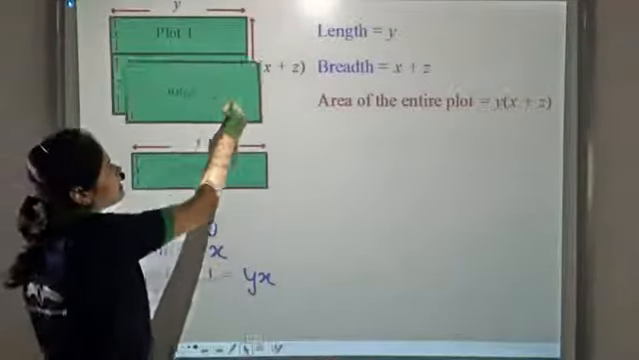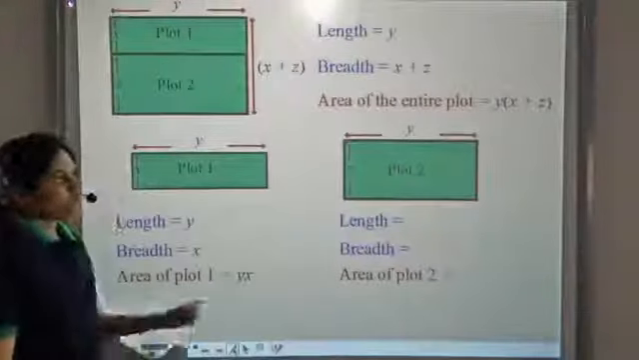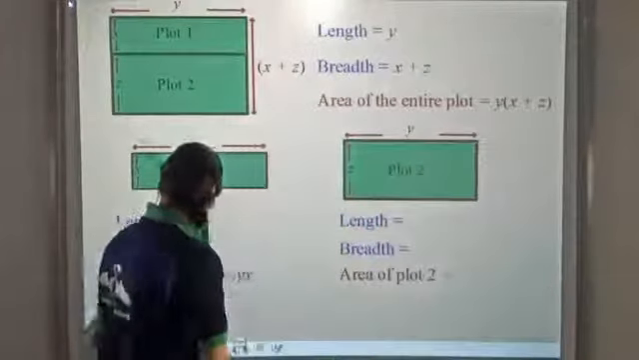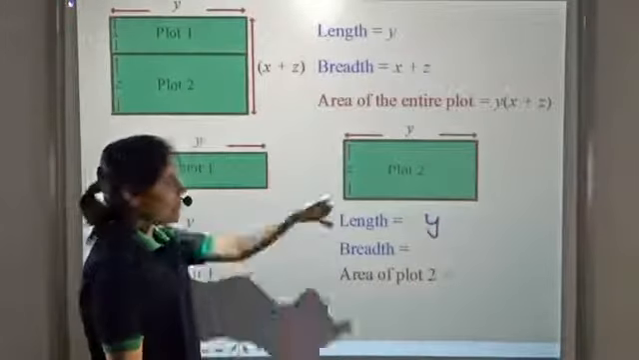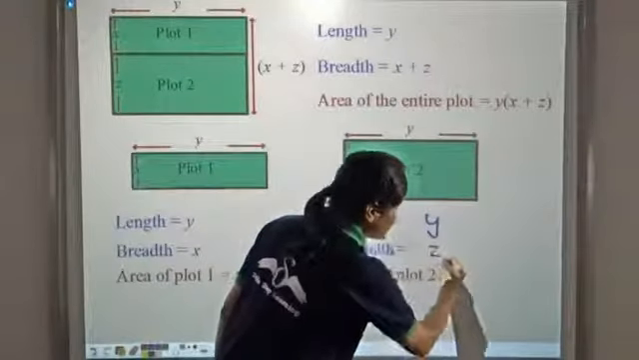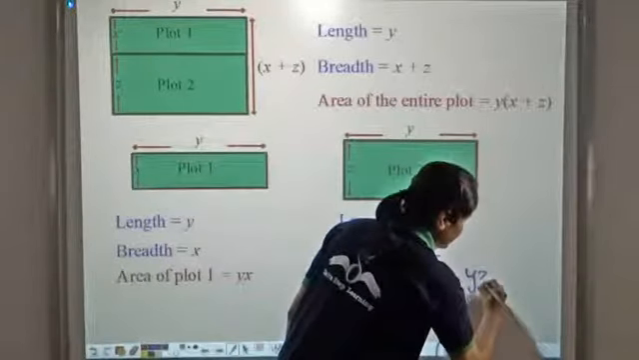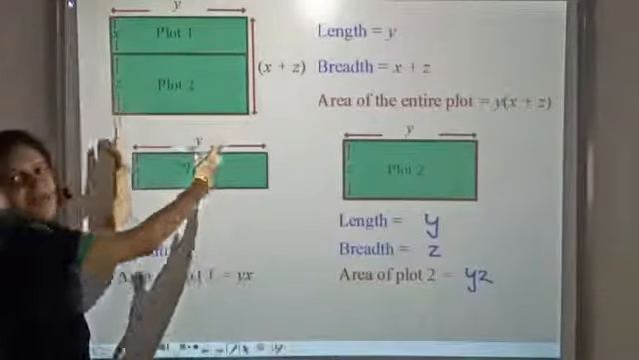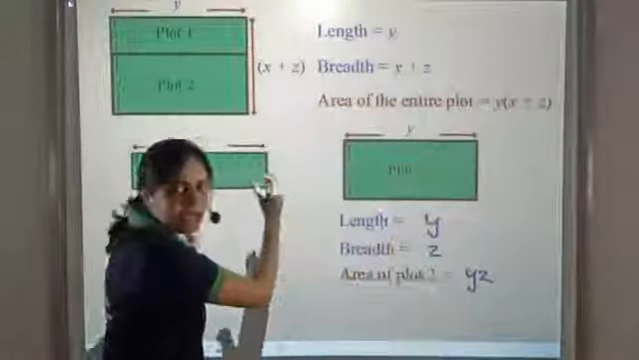Now let us consider plot 2. What is the length of plot 2? Length of plot 2 is y units. Breadth of plot 2 is z units. What is the area of plot 2? Y into z, yz. Now this entire plot is made up of plot 1 and plot 2 combined.